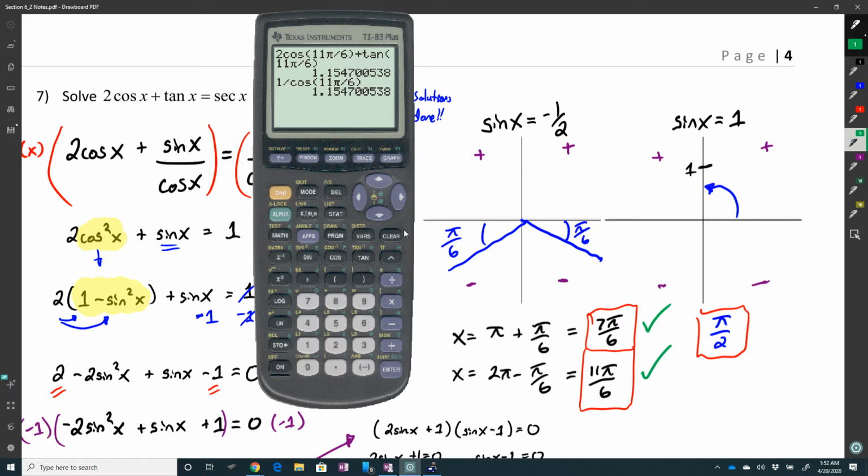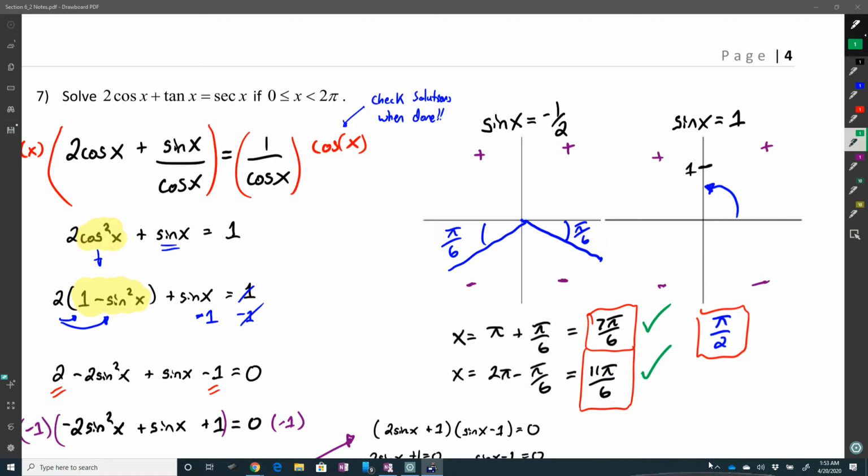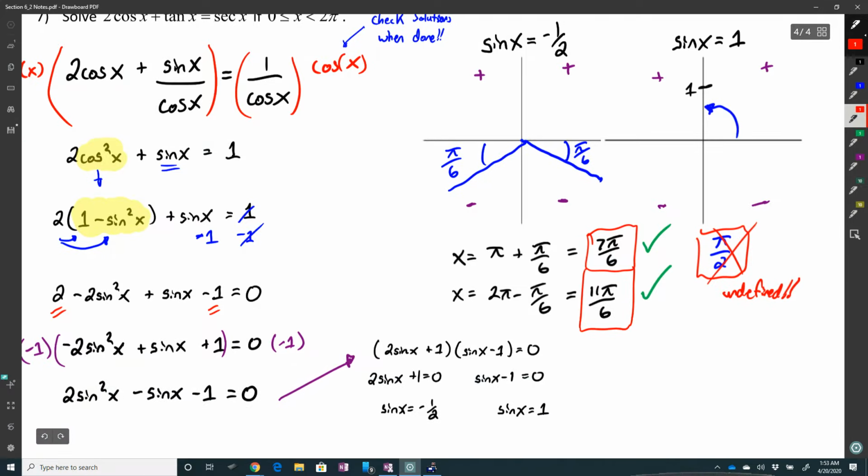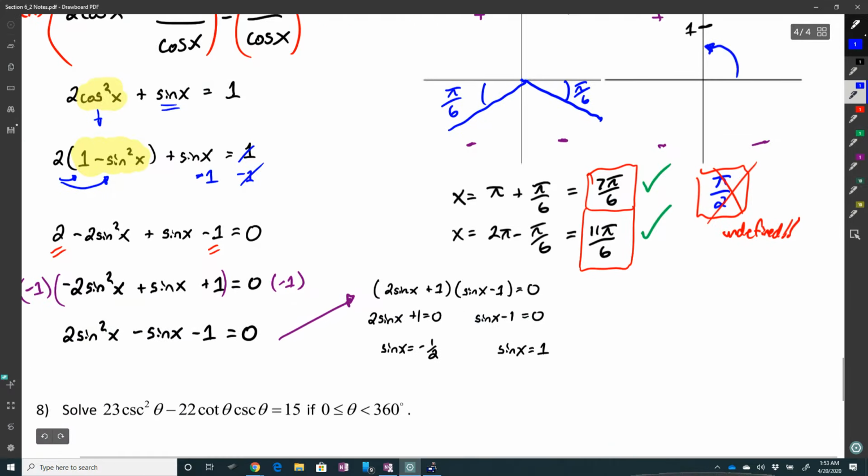Now let's do the pi over 2. So if I do the pi over 2, notice what we're going to get. It turns out that you can't divide by 0. So this is undefined. It can't be a solution. So since it's undefined, my only 2 solutions are 7 pi over 6 and 11 pi over 6.